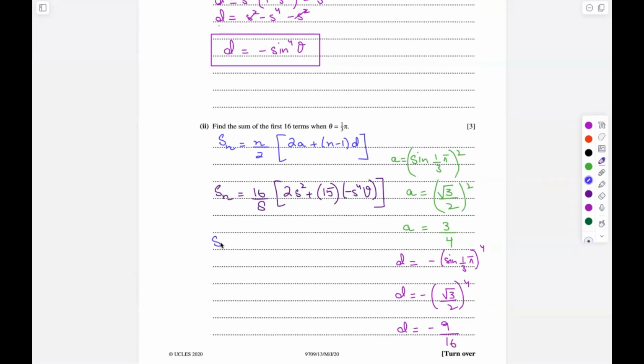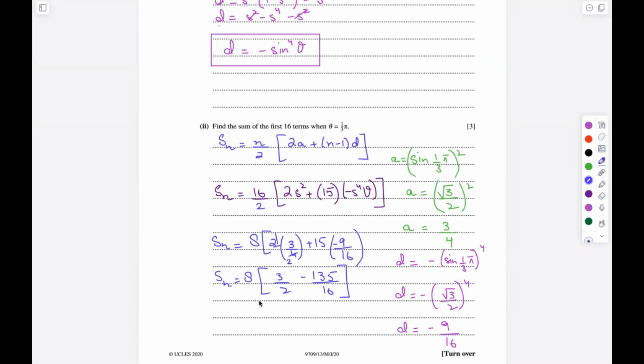Now to find the sum, we'll just substitute the values of a and d into the equation. So this will be 16 upon 2, which is 8, into 2 times a, where a is 3 upon 4, plus 15 into 9 upon 16 with a negative sign. Simplifying this, the sum of n terms will be equal to 8 multiplied by 3 upon 2 minus, and we can write this as 9 times 15. If we substitute 9 times 15 in the calculator, that is equal to 135. So this will be 135 upon 16.